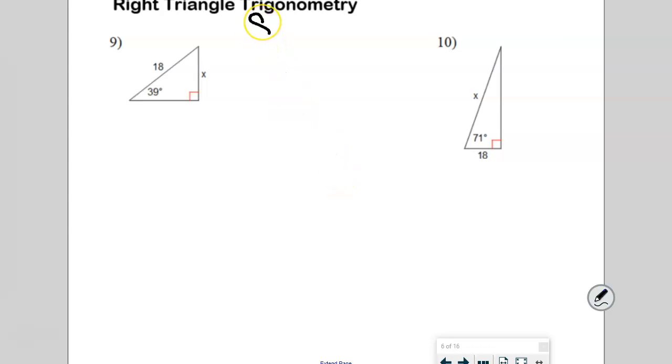So we have sine, cosine, and tangent. Remember, you do have those formulas given to you, but this is the mnemonic device that will help us figure out which ratio we're using.